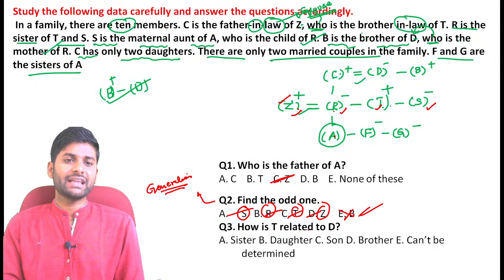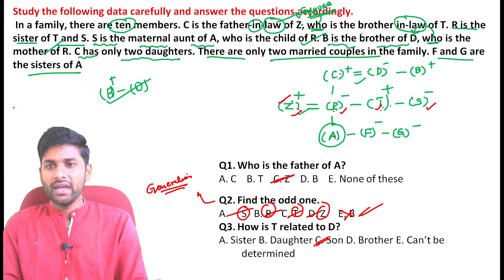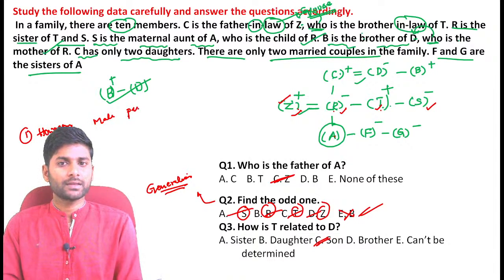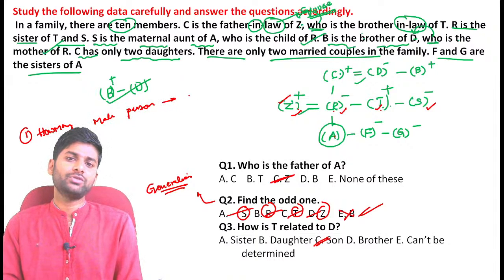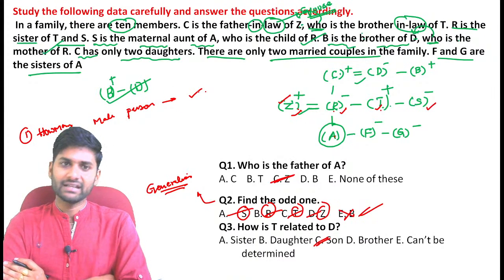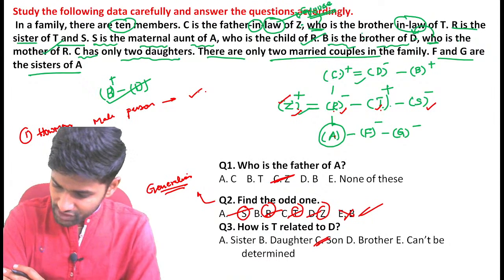Next one. How is T related to D? See, T is the son of D. Now, can anyone tell me how many male persons are there? Anyone can tell me what is the answer for this question? How many male persons are there in the entire diagram? What is your answer?